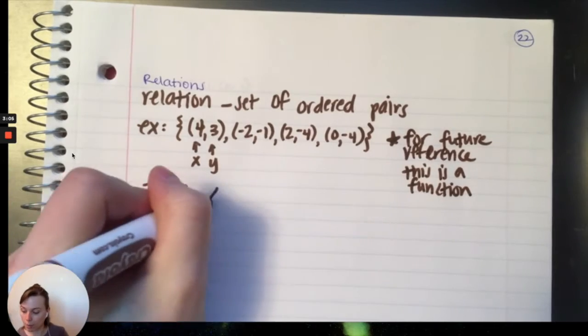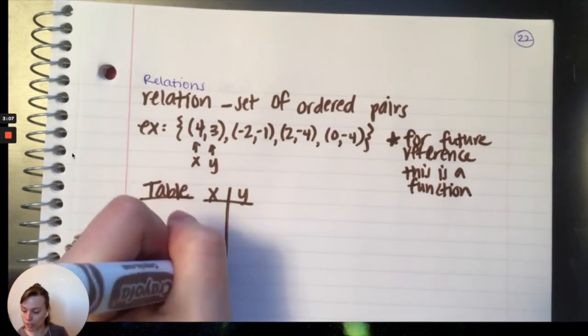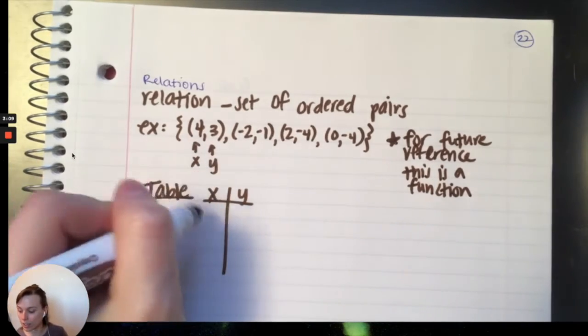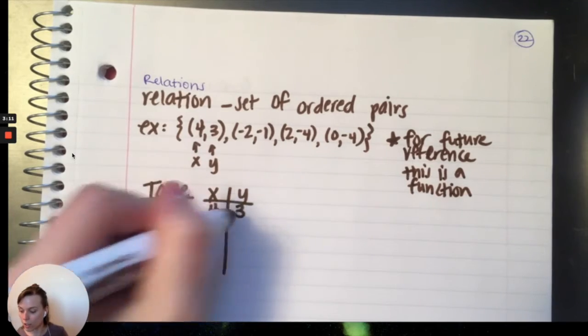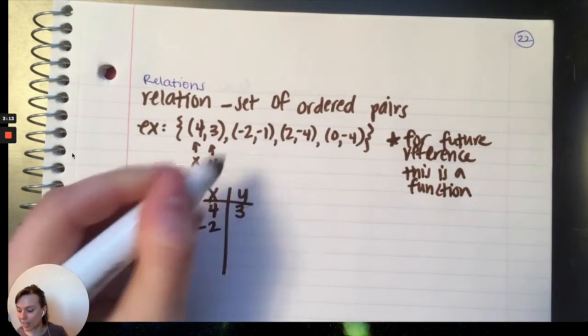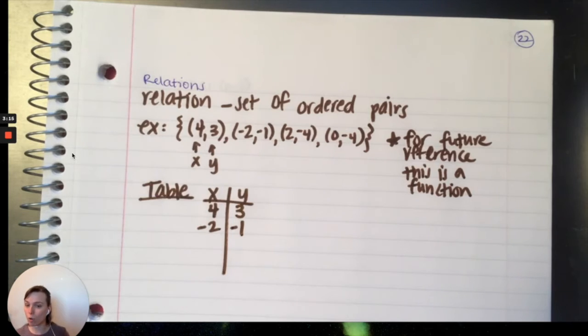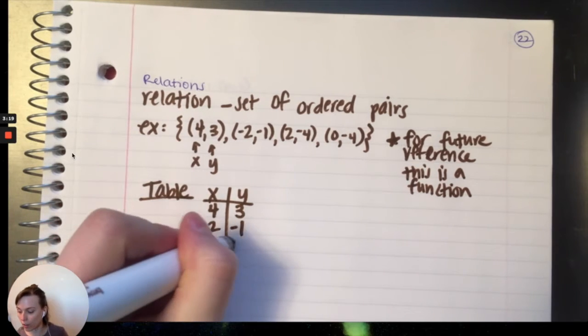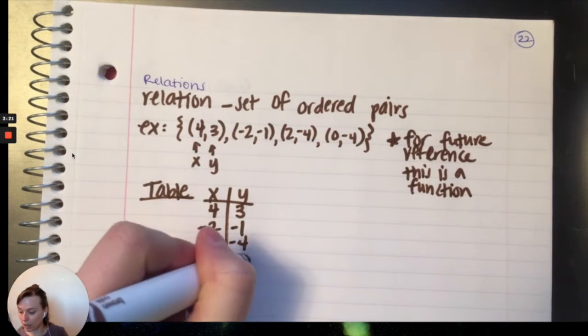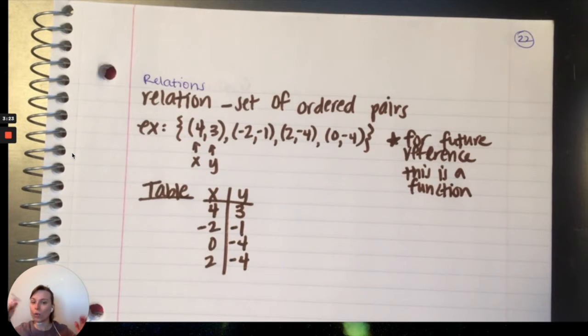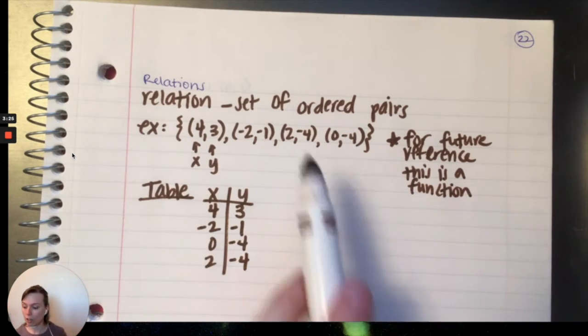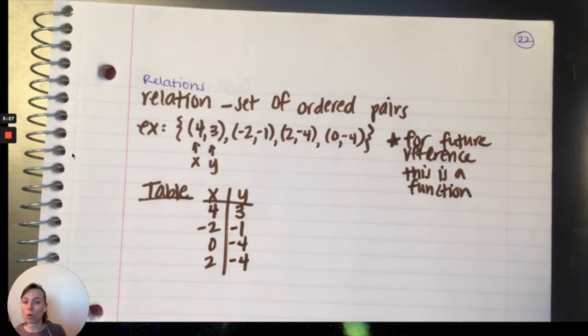Okay, another way we can write it beyond a set is with a table. If I have a table of my X coordinates and my Y coordinates, I could write this as 4 is an X, 3 is a Y. -2 is an X, and it's paired with the -1. So they have to go with each other. Now I could scramble the order if I wanted. That doesn't matter, but the X has to be paired with its Y coordinate. Otherwise, it's a totally different point or totally different location on our graph.